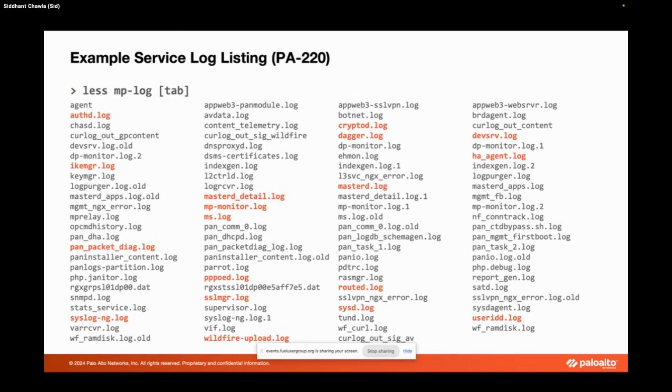Some of the daemons which we actually use to troubleshoot in our day-to-day life are highlighted here in red. When you're troubleshooting issues related to authentication on the device itself, you will be going to the auth log or auth daemon. When you're troubleshooting a VPN related issue, you would have to go through ikemgr.log. When we are collecting packet diag, or taking a debug on the device itself, we'll be going through pan-packetdiag.log. To view the log file, the command is less mp-log and the daemon name.